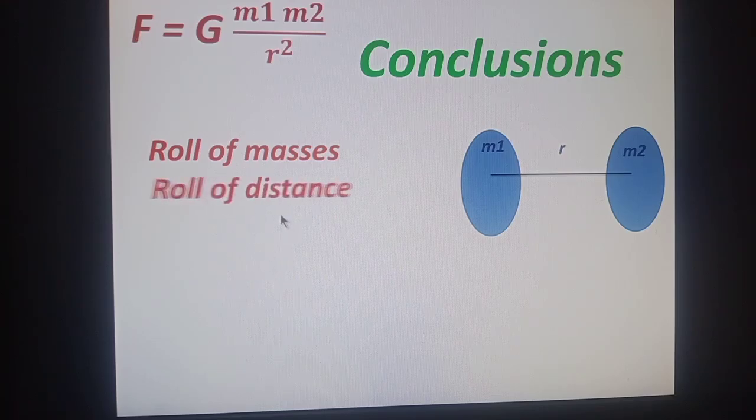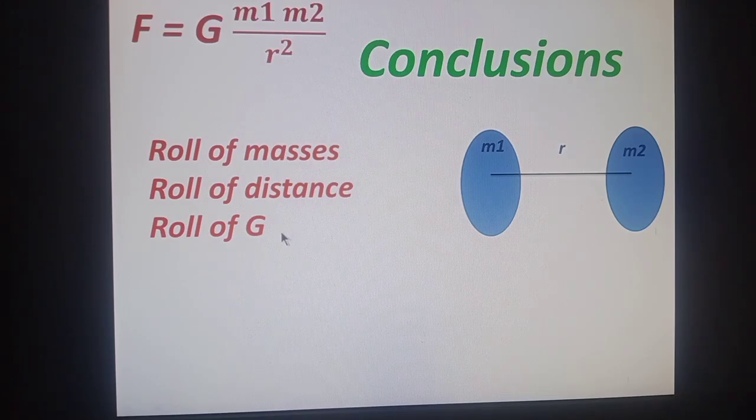Secondly, role of distance. What happens when the bodies are moved toward each other and get close to each other? Then the force of attraction increases. This is related with an inverse relation. Force increases by decreasing the distance and force decreases by increasing the distance. Third thing is role of G. G is constant. Its value remains the same, but its value is very small, 10 raised to the power minus 11. So we do not feel the gravitational force among each other in our everyday life.